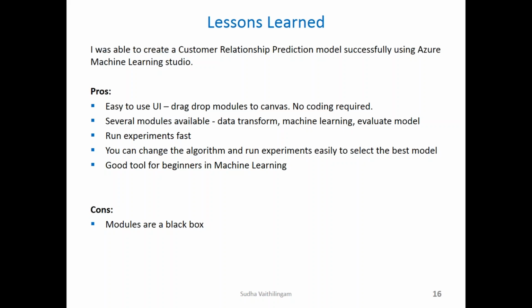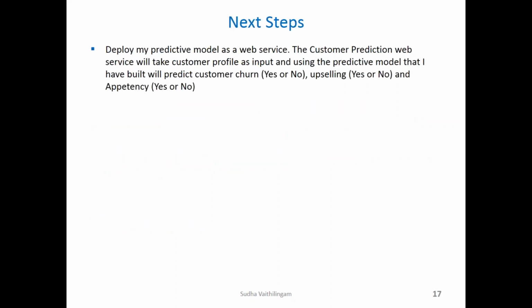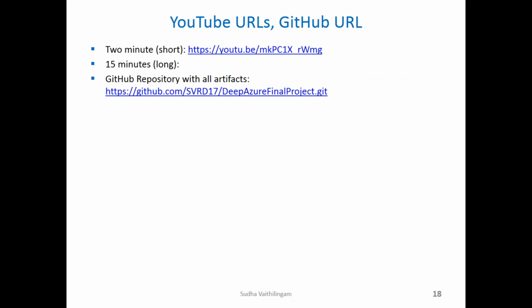The cons are the modules are black box, so you don't know what is the code behind each of the module. My next step is to deploy my predictive model as a web service. I tried it. I had some challenges. That's my next step, to take customer profile as an input and use the predictive model to predict the customer churn, upselling, and appetency.